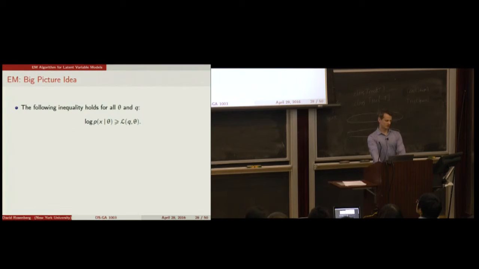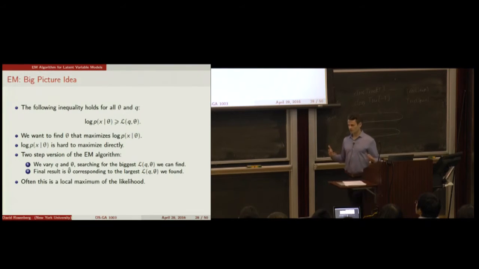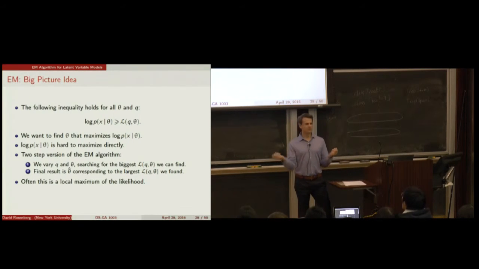All right, so I gave you this big picture idea already. We have this inequality for all theta in Q, and we're going to search over all Q and theta for maximizing L, and then take the corresponding theta as our estimate. So this can very well be a local maximum. We hope it will be a local maximum of our likelihood. You can't get much better with this type of algorithm. So if you want to try to find the global maximum, you may need to restart with different initialization points.